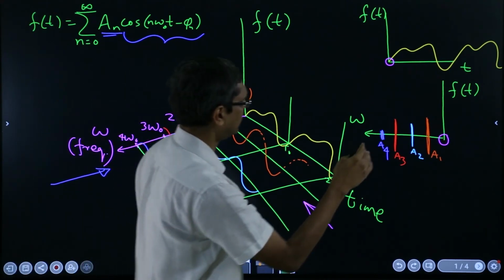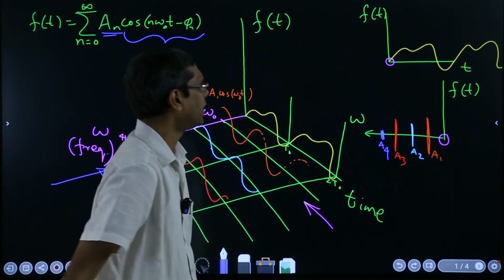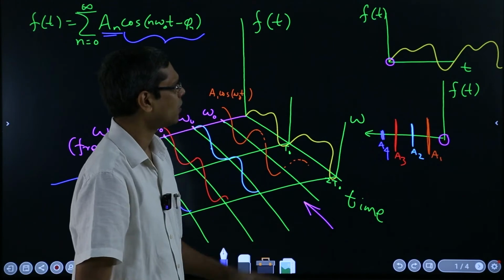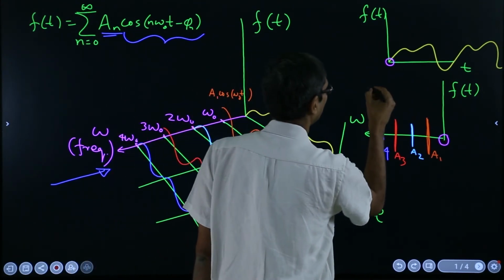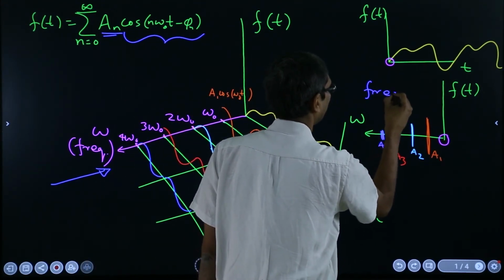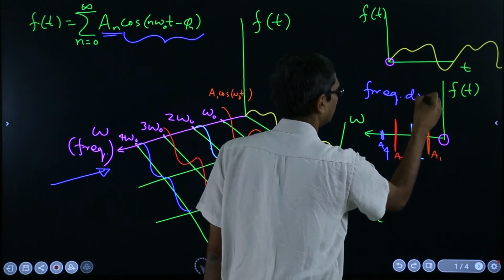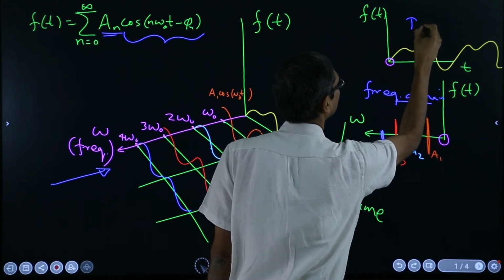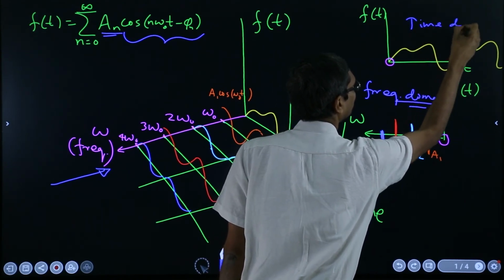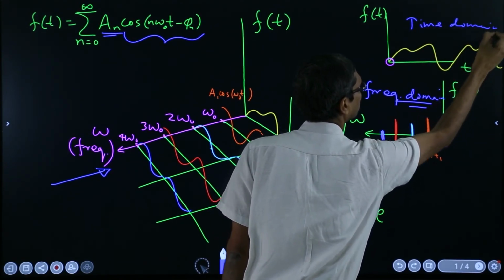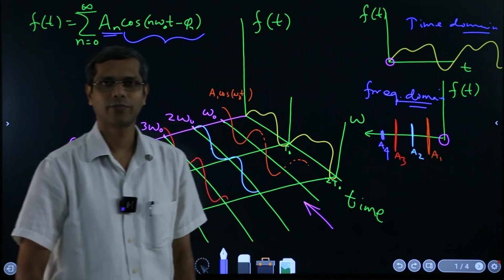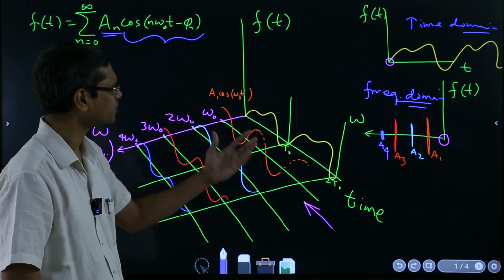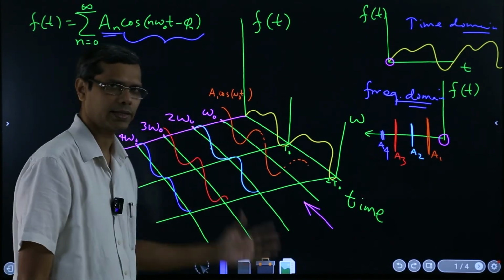So this is in a way the frequency domain representation, and this is the time domain representation of the same function. That's how we generally look at them.